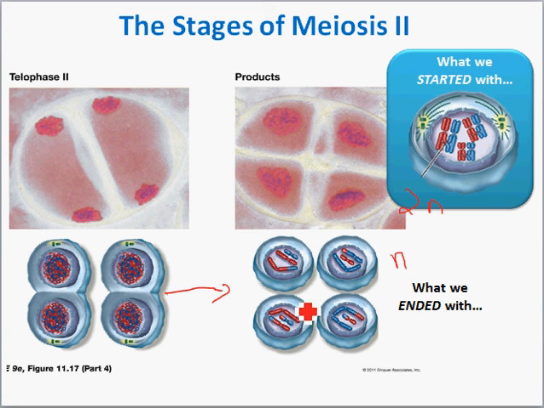The other thing is, genetically, the information is cut in half, but they're not identical. So this blue chromosome has a little bit of red on it. This red one has a little bit of blue. So we've swapped some information between our homologous pairs. You can see that happening. That happens during prophase I of meiosis.